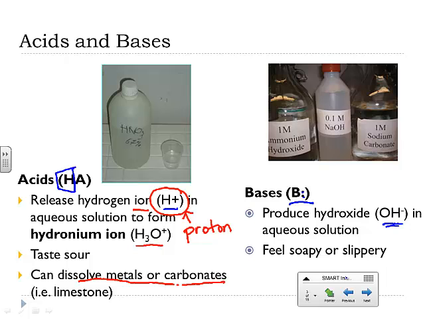And bases, you'll notice, feel soapy or slippery. Again, I wouldn't recommend necessarily going to do this. It's not the best thing in the world. In fact, the reason bases feel soapy or slippery is because they're actually taking your skin and converting the proteins in your skin to soap.